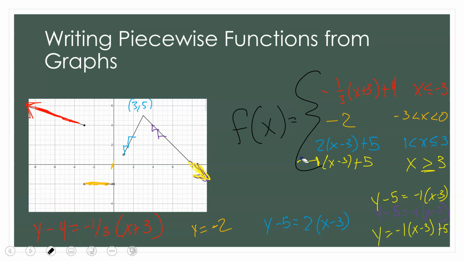Even though it's a closed circle, you might say, yeah, greater than or equal to 3 makes more sense to me. If you do greater than 3, though, you get the point from the blue one, and then you don't get it from the yellow one. Okay, but either way, it's good for me.